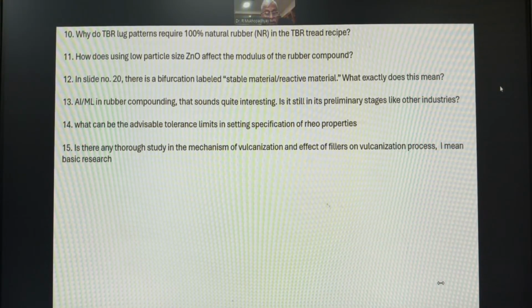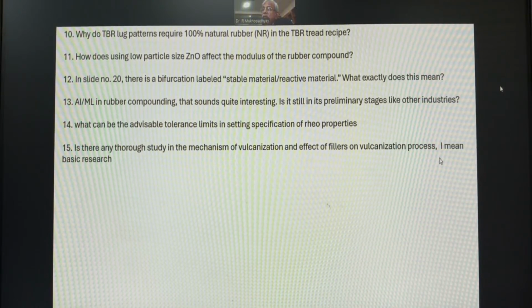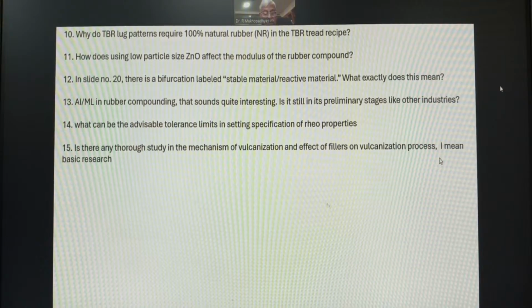But nowadays there is a new requirement, and certain people are using partial replacement with certain synthetic rubbers as well. How does using low particle size reinforcement help? See, if you look at reinforcement, surface area and particle size are interrelated. The lower the particle size, the higher the surface area, and the better the reinforcement. That is the reason for active zinc oxide. You can reduce the dosage for the same modulus.